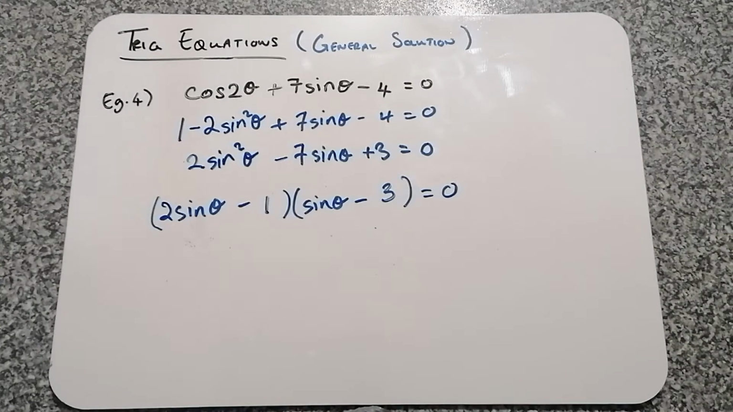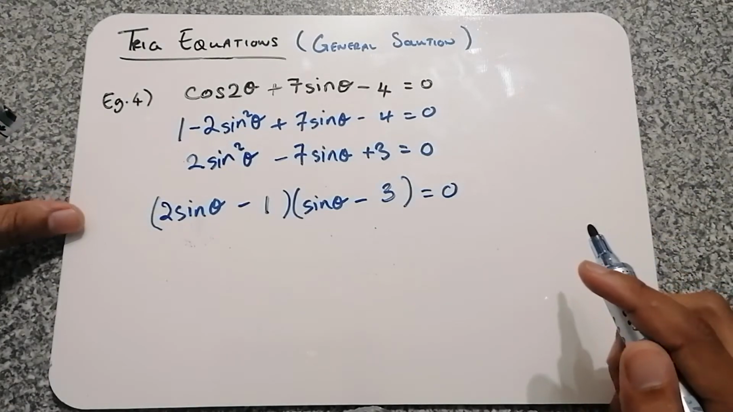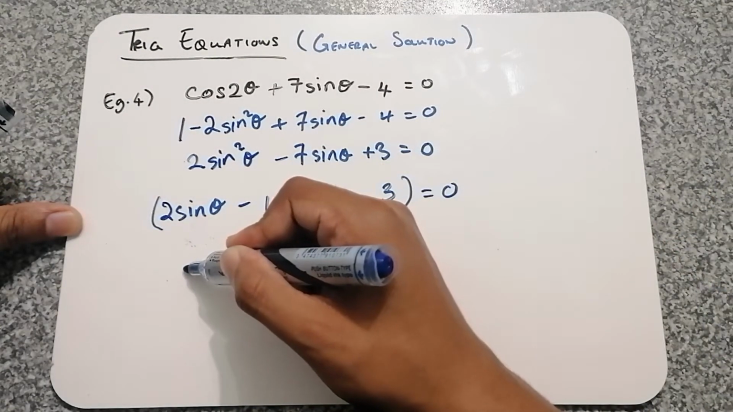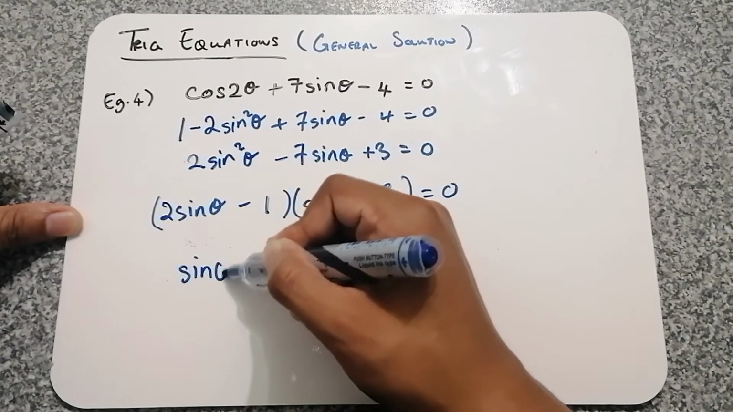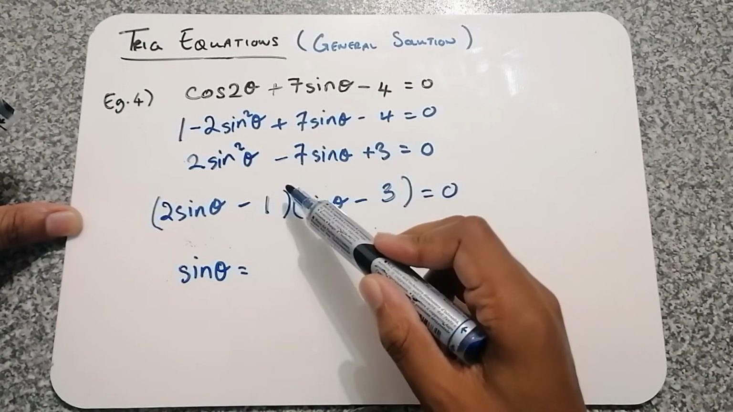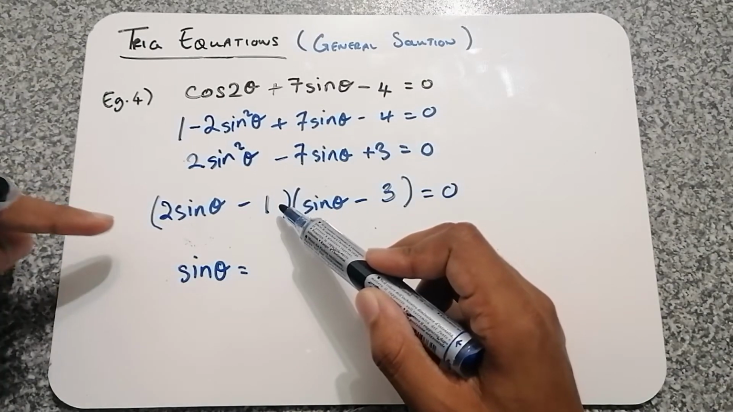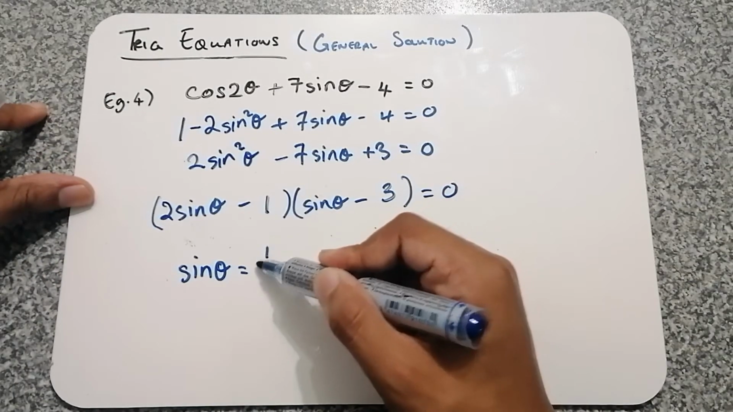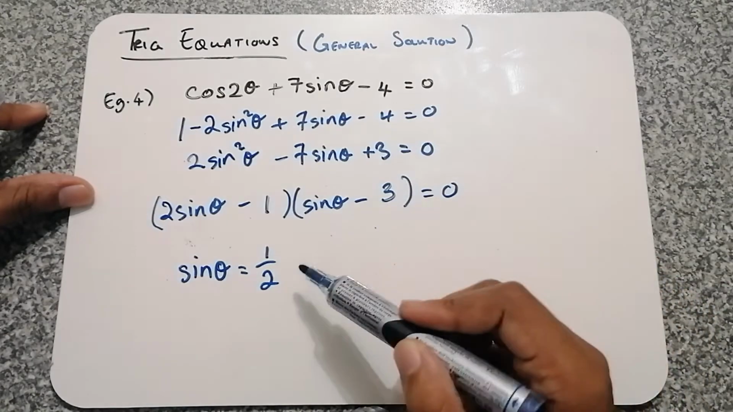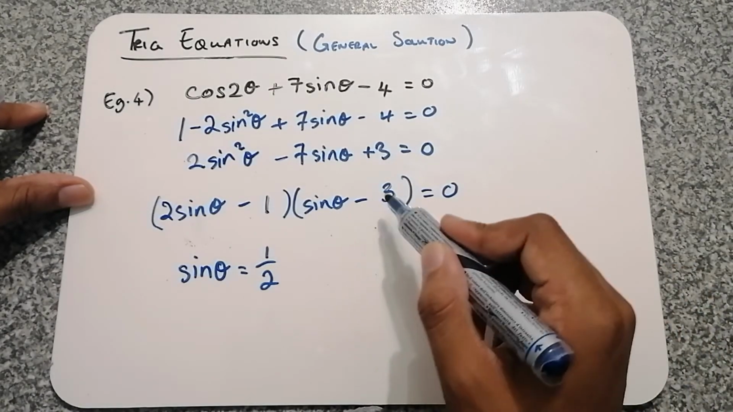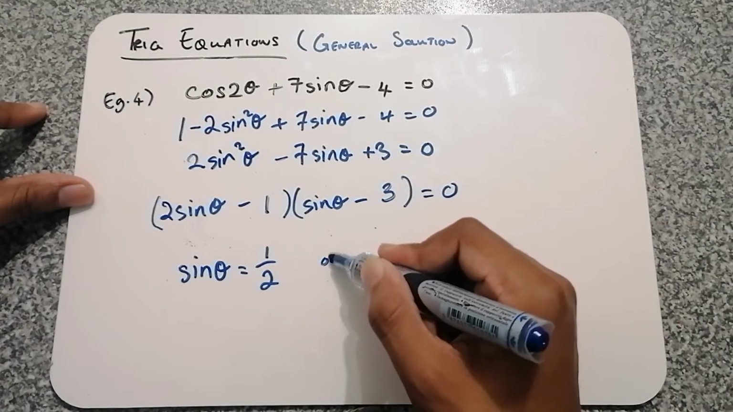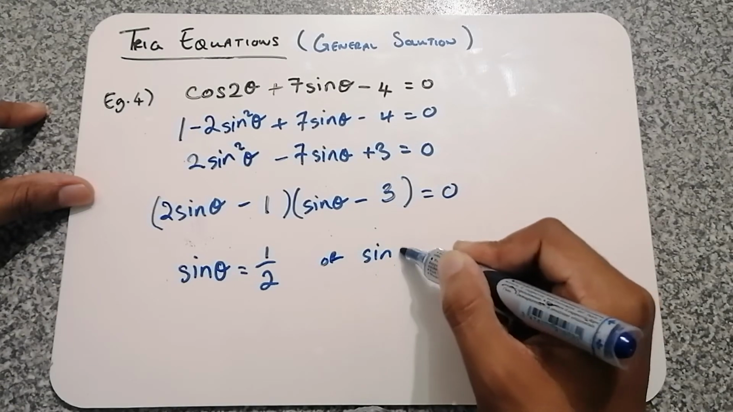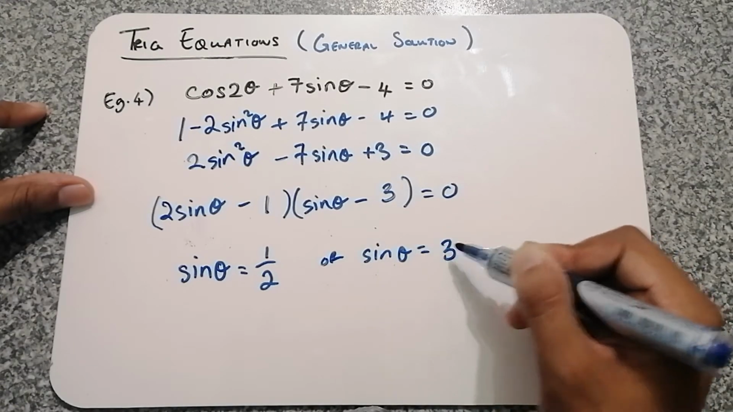Okay. Now I can go further to solve this by making each bracket equal to 0. So if this bracket is equal to 0, you would simply take the 1 across and then divide by the negative 2. Or just divide by the 2, which gives us a half. And here you'd simply just take the 3 across. So sine theta here is equal to 3.